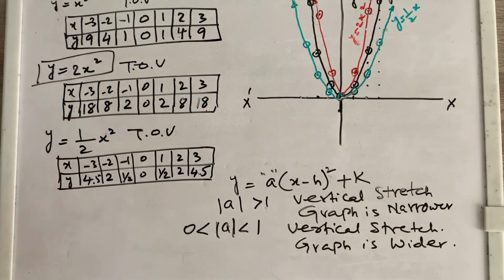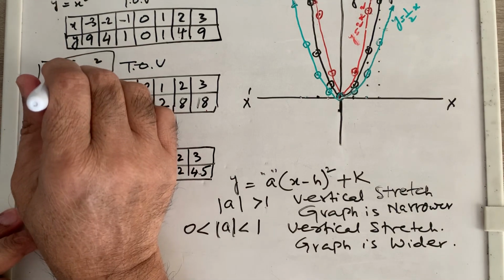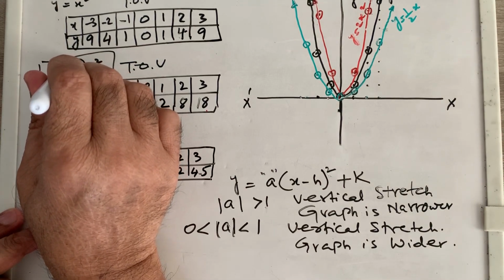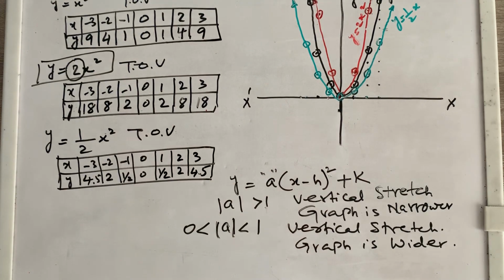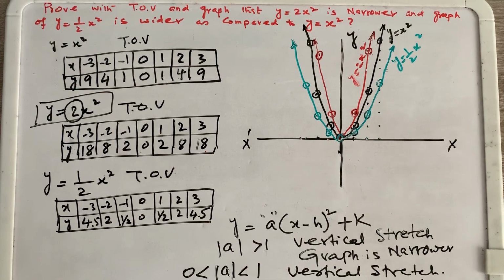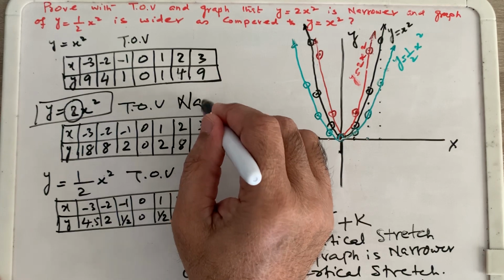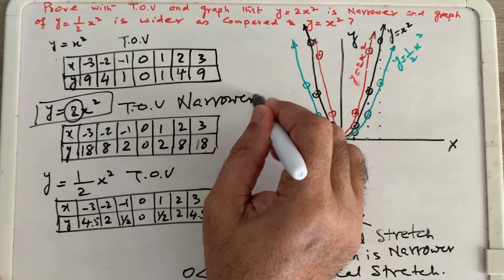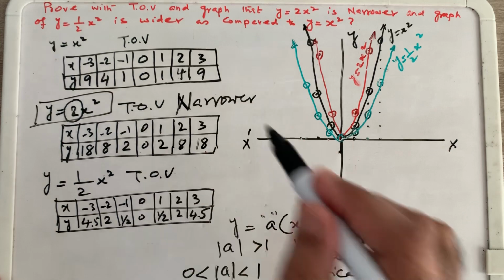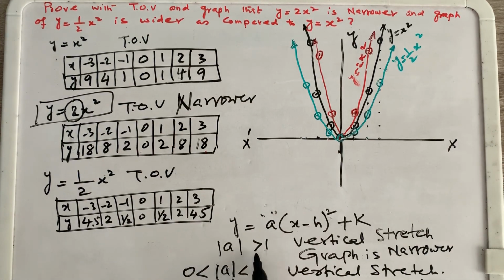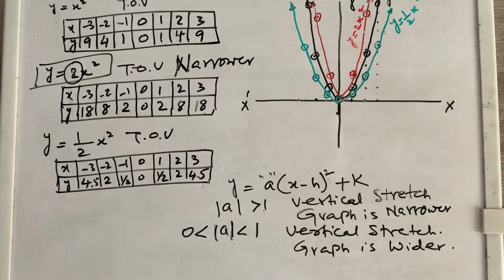Graph is wider. So this is what the question was asking, that we have to prove whether, if the a value is greater than 1, the graph is wider or narrower. So we prove that, oh yes, it is wider for the half case. For y is equals 2x square, it is narrower, right? We prove it by the values, and we prove it by the graph, that this graph is narrower. And then we conclude here also the same thing. Value of a is greater than 1, vertical stretch, graph is narrower.